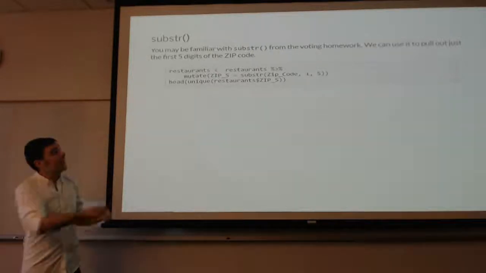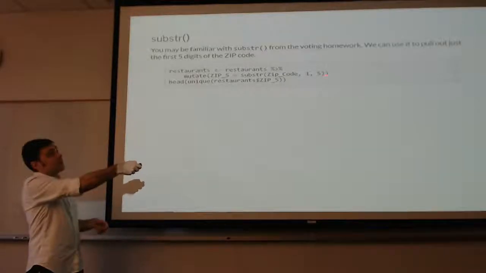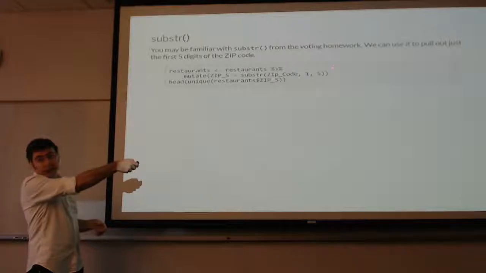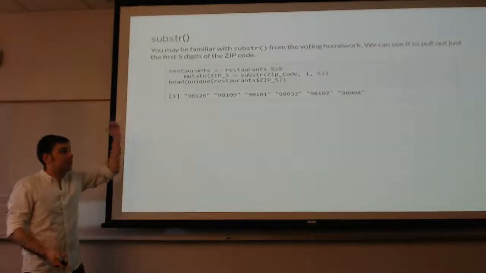5-digit zip codes, is going to be equal to the substring of the zip code variable starting at the first character, ending at the 5th character. So characters 1 through 5 of this, and that's just going to give you 5-digit zip codes.